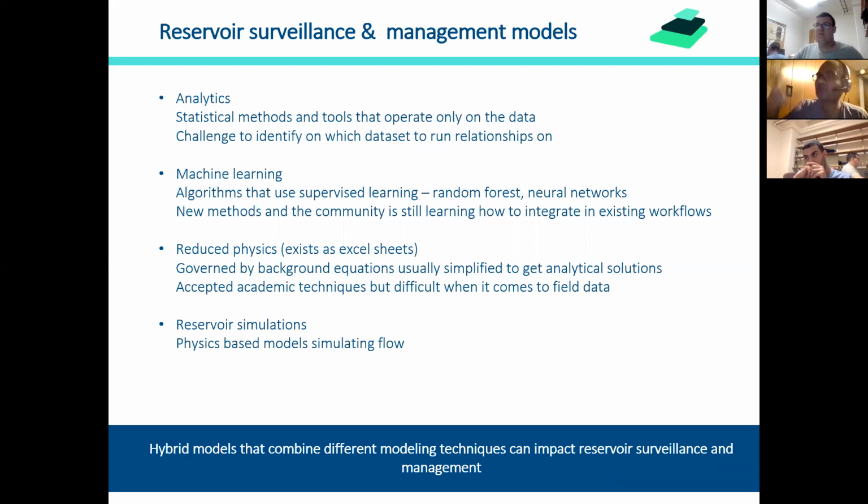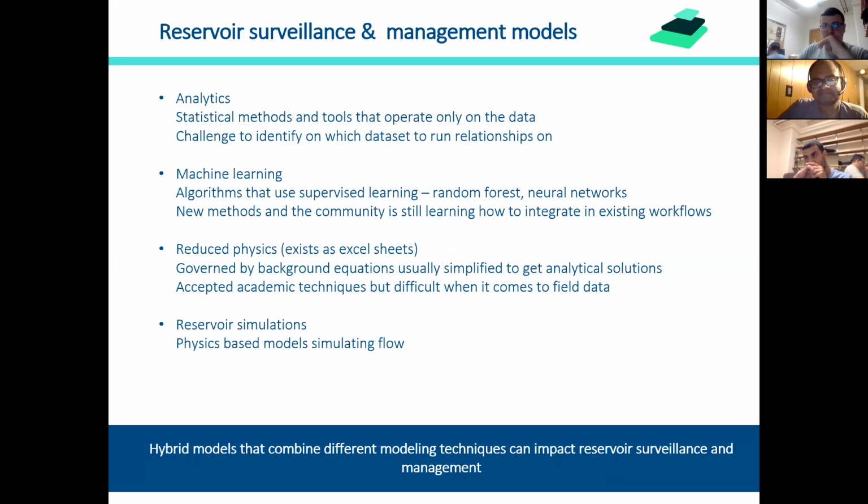So these models were also popular before the advent of reservoir simulation. And one of the challenges is they are accepted academically. People love them, but then it's always difficult when it comes to implementing it, especially in field data, because there are so many variations in the field data. There needs to be a way to adapt these models, and I should also talk about how we ended up adapting one such reduced physics model for the purpose of water flooding applications.